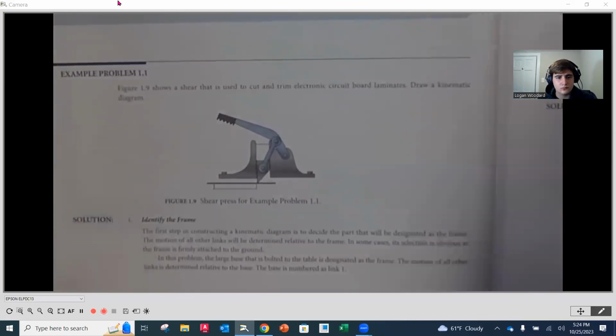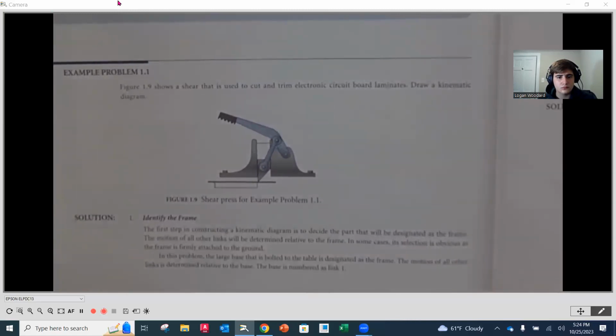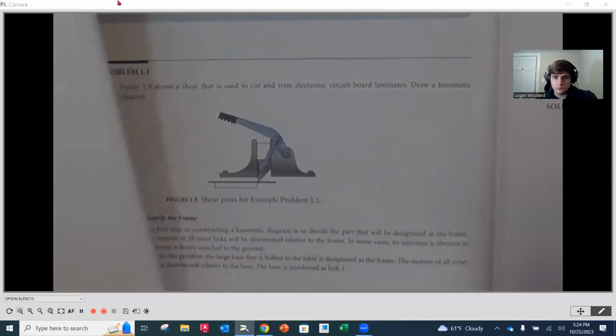All right. And we're going to take this shear press right here, and we're going to draw a simplified version of it, or a kinematic diagram of it. I'm not sure if you guys have paper, but I encourage you to do this along with me, paper and pencil out. I know that the answer is in the book. If you look on the next page, there's a kinematic diagram of this, but I always think it's really nice to go through the process so that you get the experience of doing it.